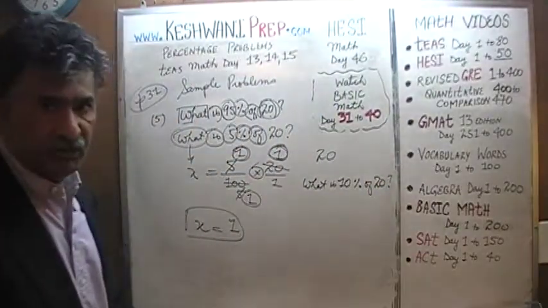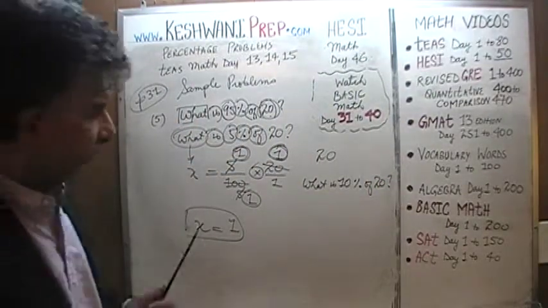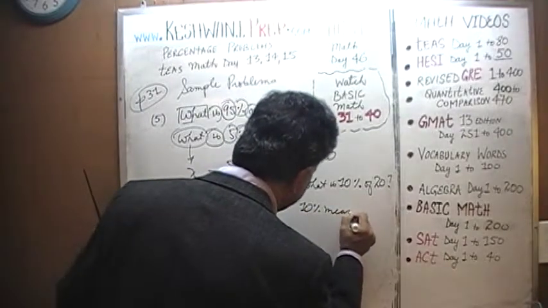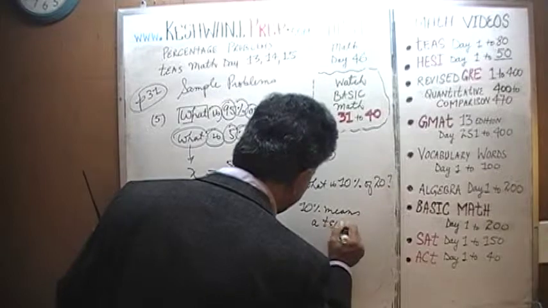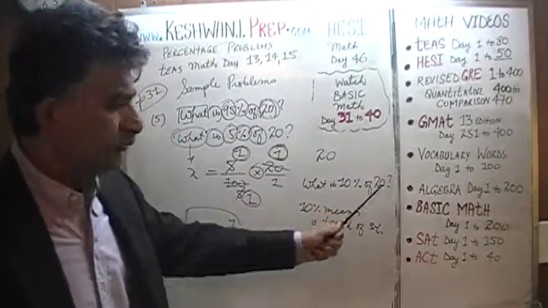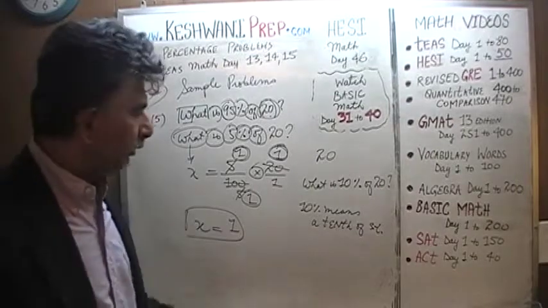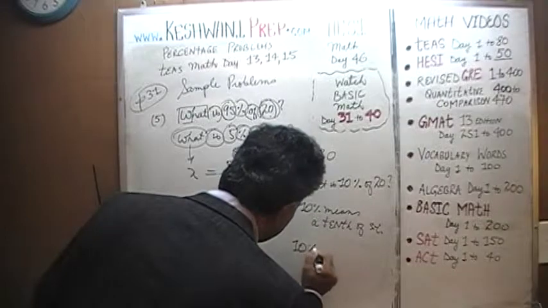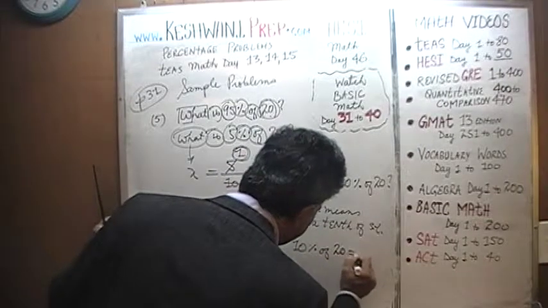Do you understand what 10% means? 10% means a tenth of something. What is the tenth of 20? Tenth of 20 is 2. 10% of 20 is 2.